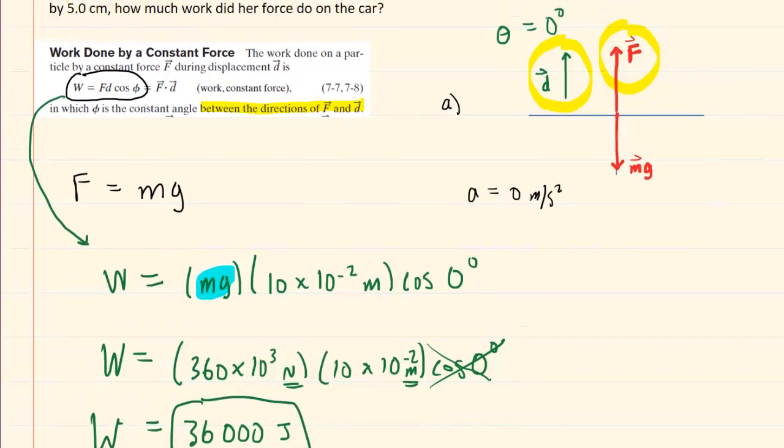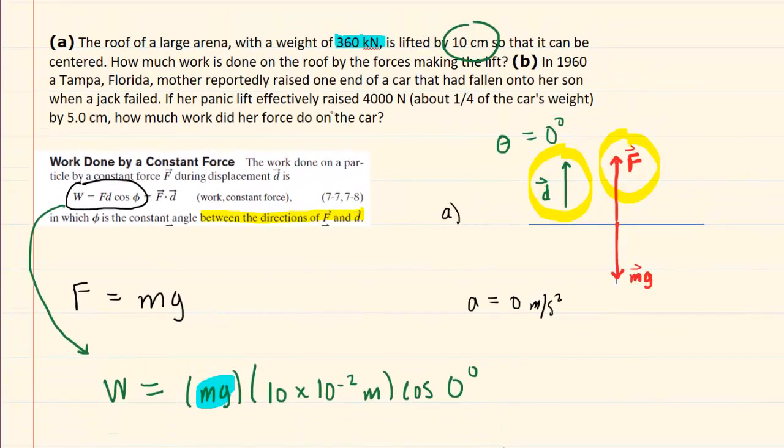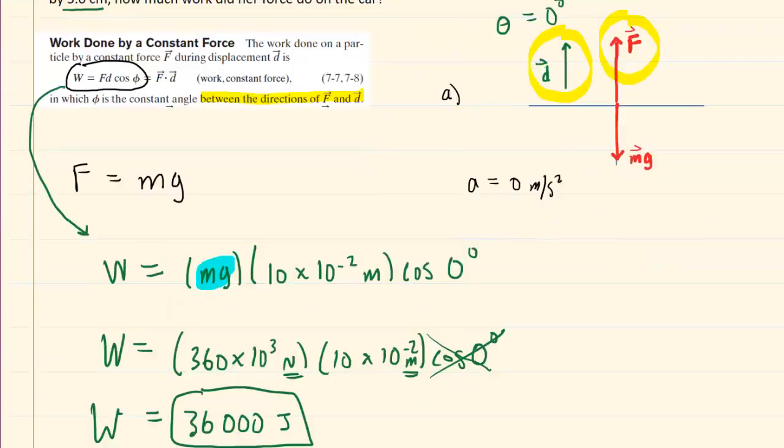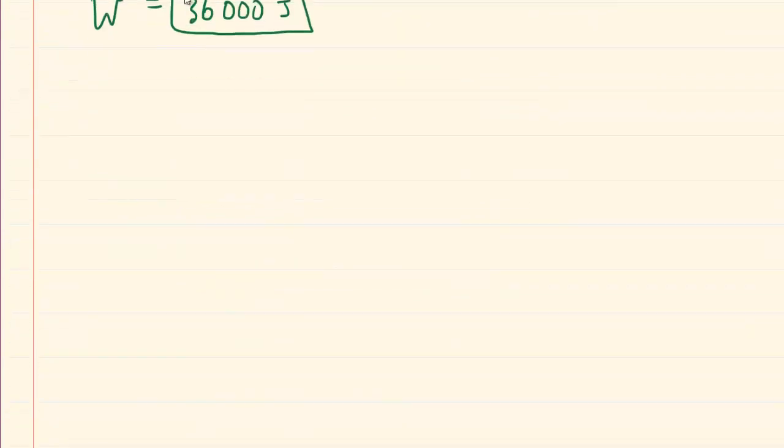In part B, we have a similar situation. This time we have a panicked individual exerting a 4,000 Newton force in lifting a car 5 centimeters. So the free body diagram for that situation is essentially the same. We have the downward mg force, and then we have the upward lifting force. They're equal in magnitude because there's no acceleration. It's the same argument as before.